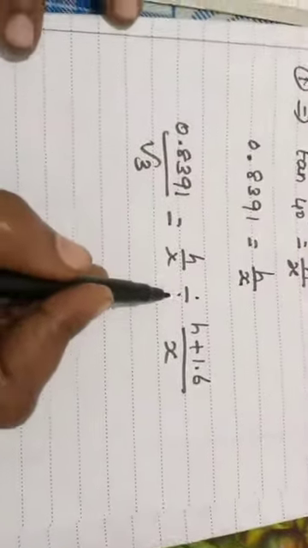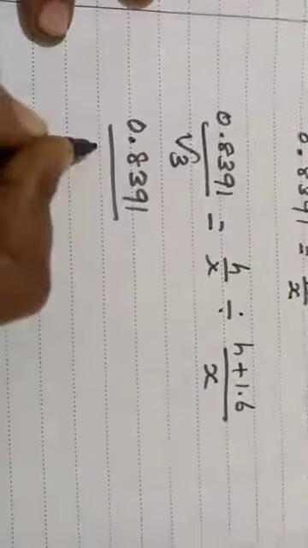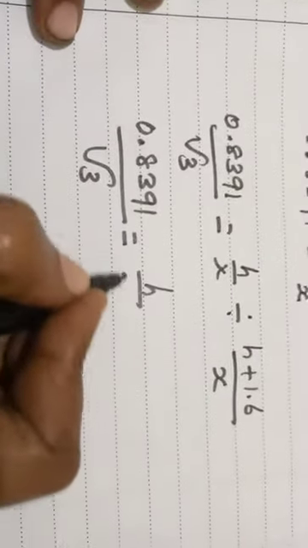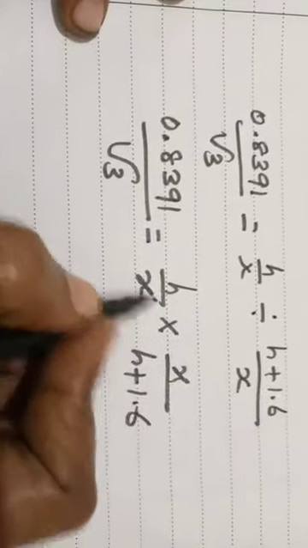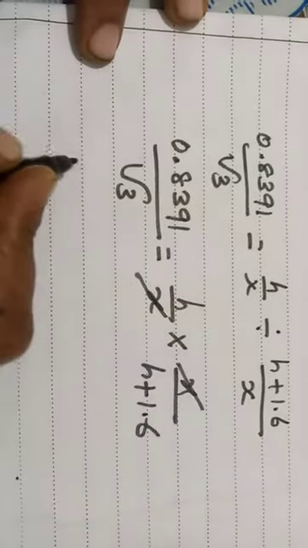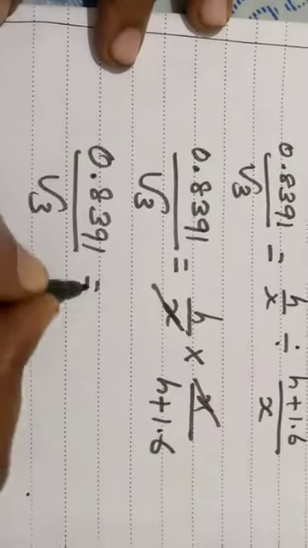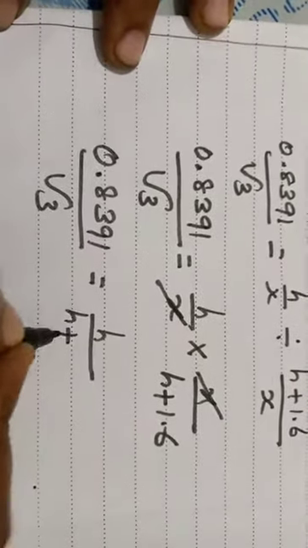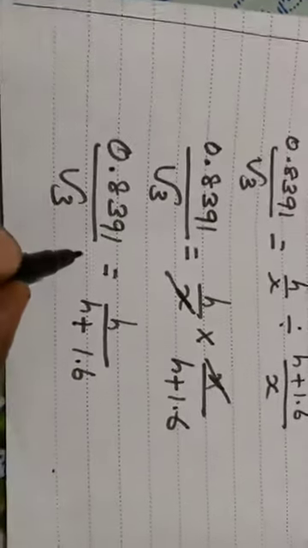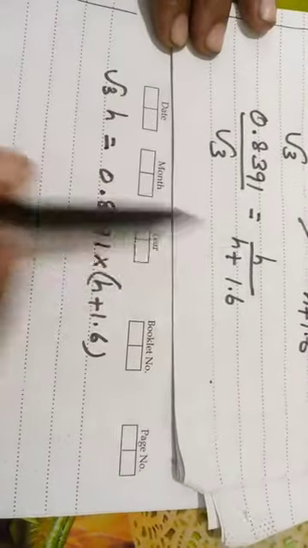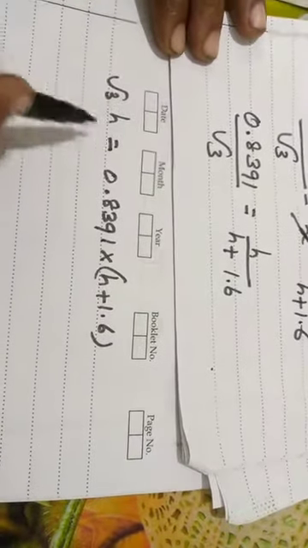Let us change this division into multiplication. So it can be written 0.8391 by root 3 equal to h by X into X by h plus 1.6. Okay. Here X can be cancelled. Remaining, let's write 0.8391 by root 3 is equal to h by h plus 1.6. Okay. Let us cross multiply it. We get root 3 into h is equal to 0.8391 into h plus 1.6.